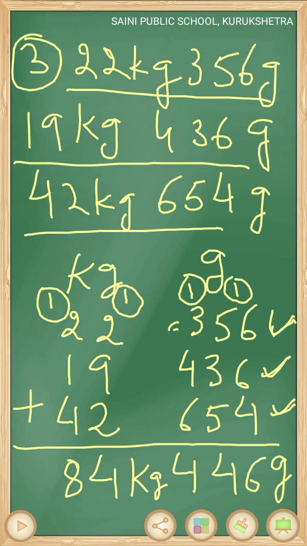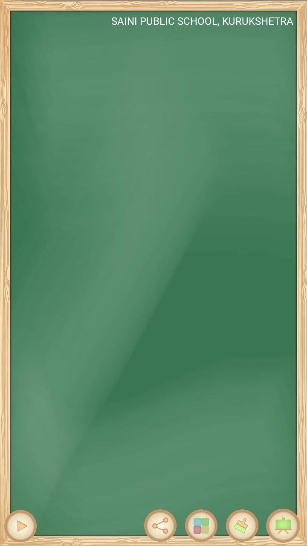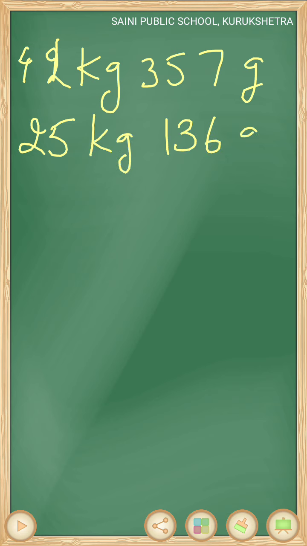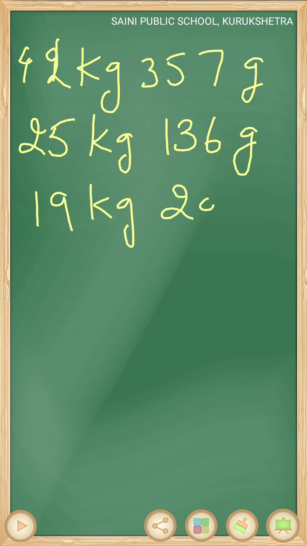Okay. Now let us discuss one more example. Suppose question is 42 kilogram 356 gram, 25 kilogram 136 gram, 19 kilogram 200 gram. We have to add these three numbers. So let us start one by one. First of all, what we will do? We will write here units.